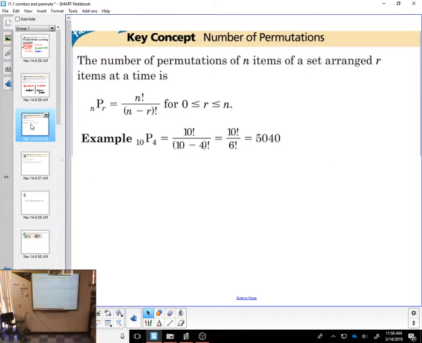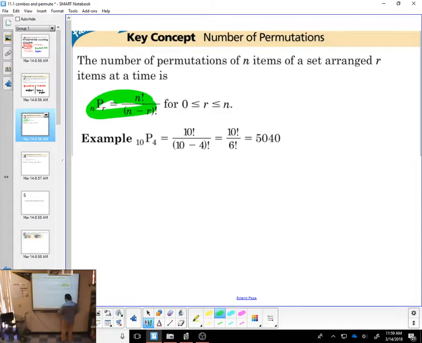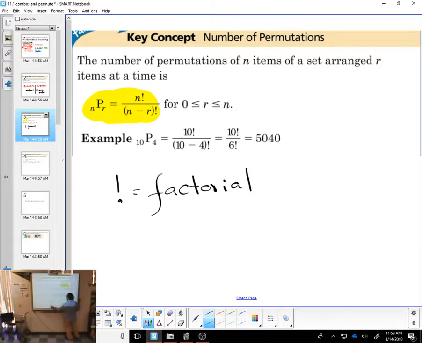From this slide, this is a permutation slide. I need you to write this formula down. Now, this formula is for n permute r. And you don't read it as n exclamation point, n minus r exclamation point. That is not an exclamation point. We are in math world, people. This is called a factorial. That is not a point of emphasis.